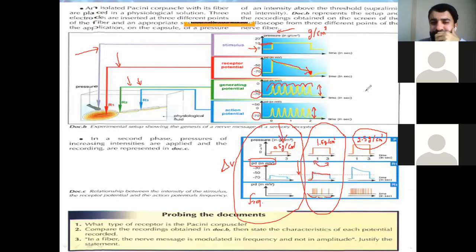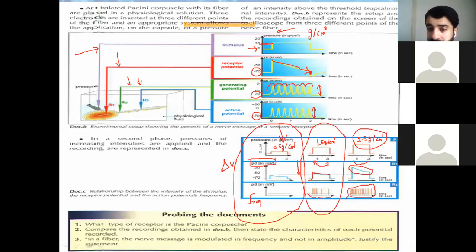After applying pressure 2.5 gram per centimeter squared, the action potential increased from -70 till -30. Referring to the graph, it's shown that there are action potentials, and it stays above the threshold as time increases from 1 to 3, above the threshold of depolarization. So here we have increased frequency.